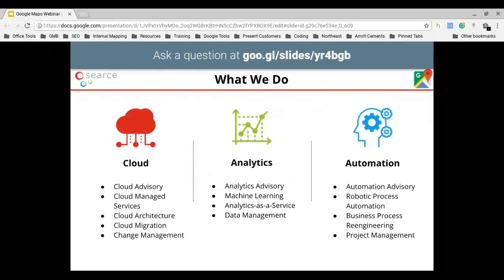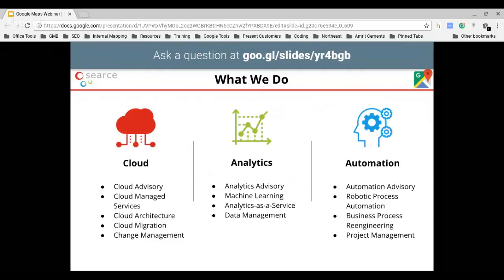And yeah, so what we do, this is a detail about our three verticals, which is cloud, number one. So in cloud, we do cloud managed services and cloud architecture. We also do cloud migration. If you want to shift from one cloud to the other, we help you with that, and change management. So we'll help you with the architecture. We can help you with the change management if you're shifting platforms and so on, right?